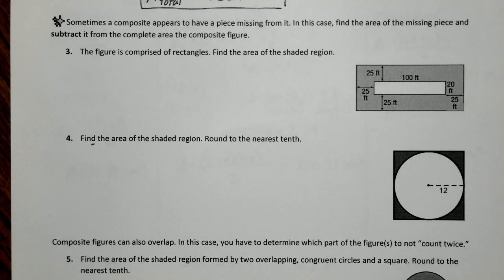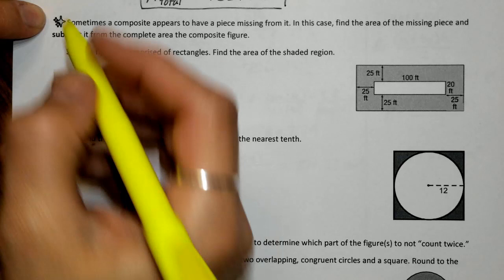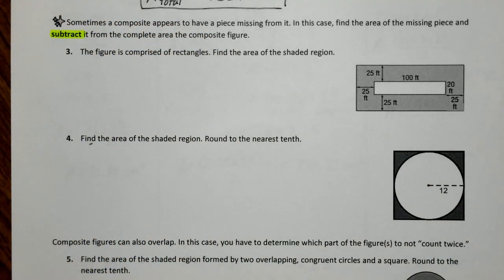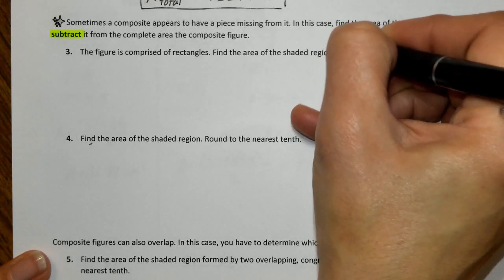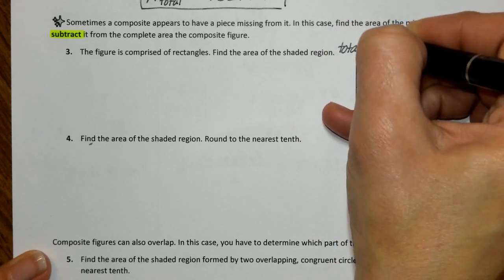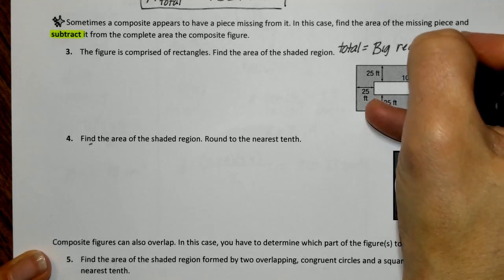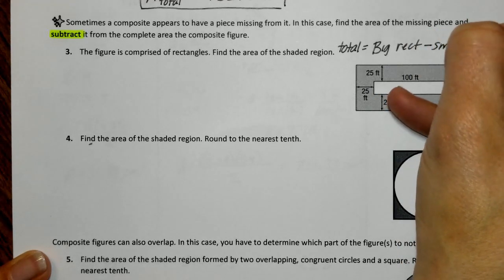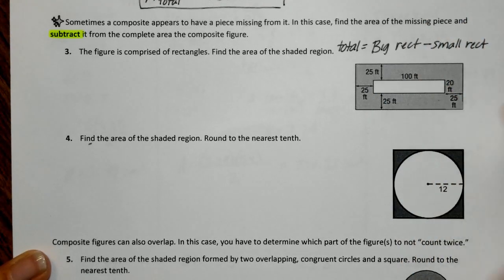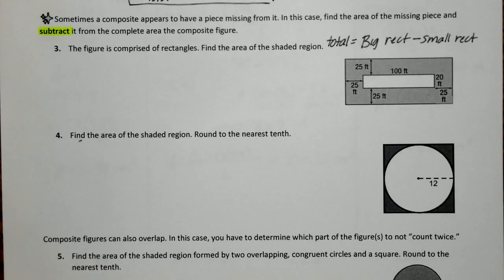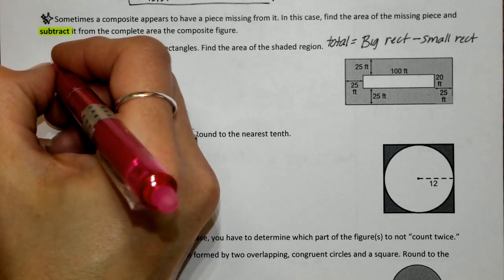So this problem, we just want the shaded region. So above this little star thingamajiggy over here, sometimes we need to subtract if we're missing a piece. So what we're doing is we're taking this larger rectangle and we're going to remove the smaller rectangle. So to find the total area, we're going to take big rectangle and we're going to subtract the small rectangle. So let's look at the big rectangle first.